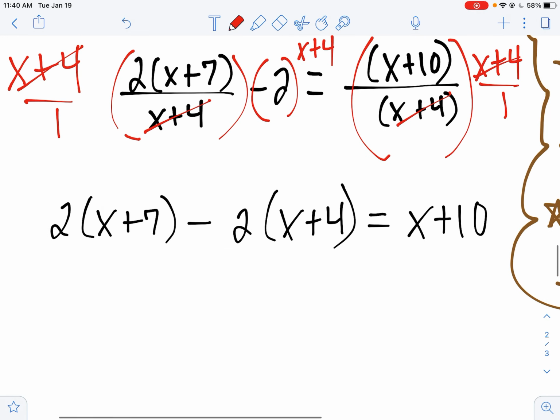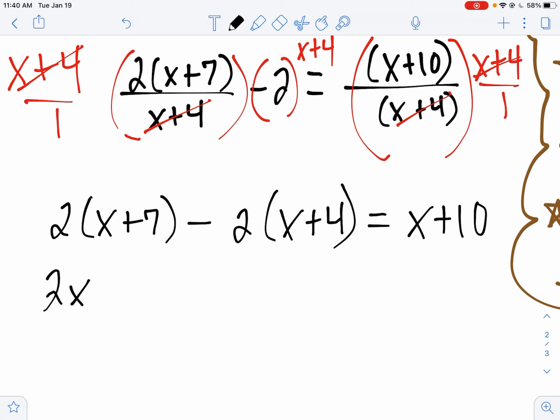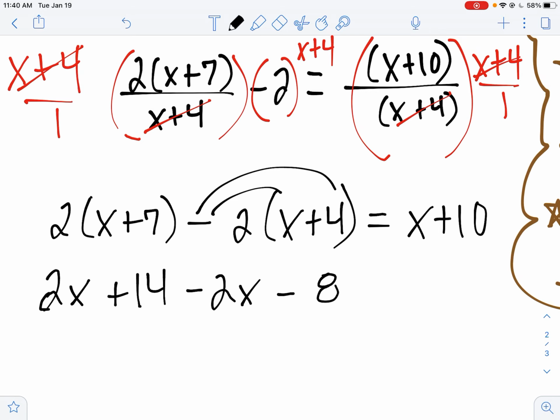Alright, so now let's just multiply this out. 2 times x gives me 2x. 2 times 7 gives me 14. Negative 2 times x gives me negative 2x. Negative 2 times 4 gives me negative 8. And then over here I have x plus 10.